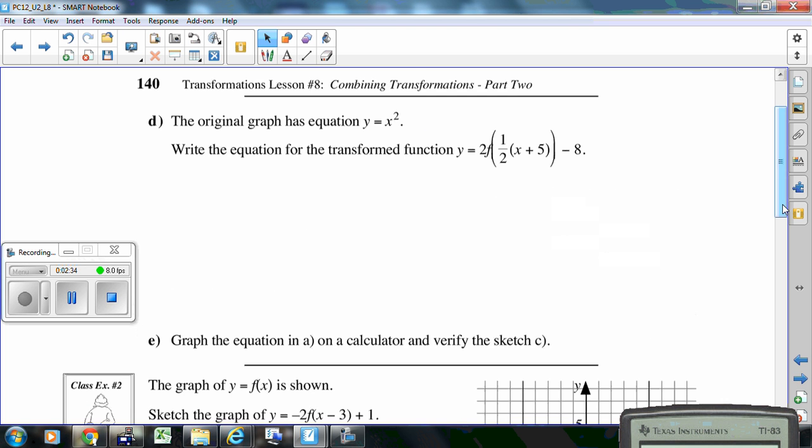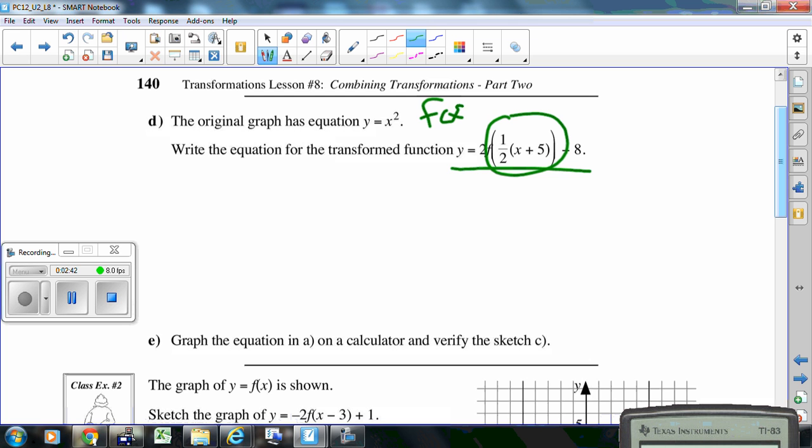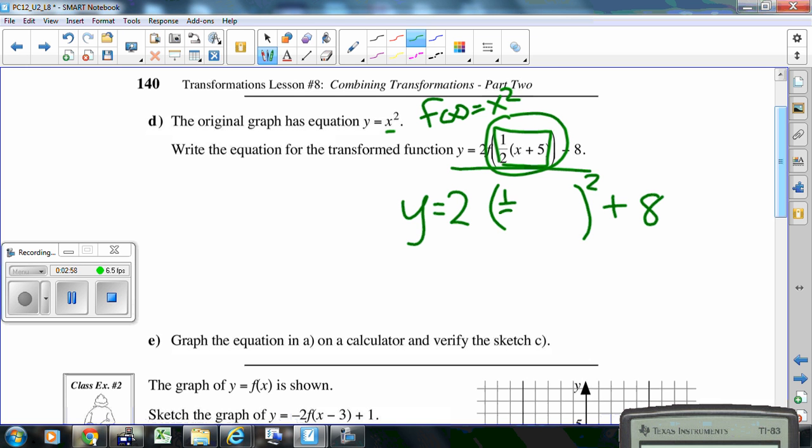So my original graph is y equals x squared. Write the equation for this. So f of x equals x squared. As I replace this thing here, it just goes in place of my x. So that's y equals 2 times my squared something, plus 8. And what's going to go in there is 1 over 2 times x plus 5.